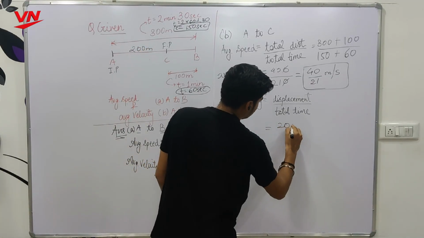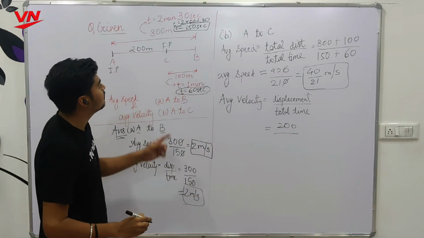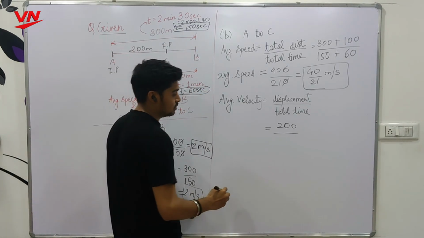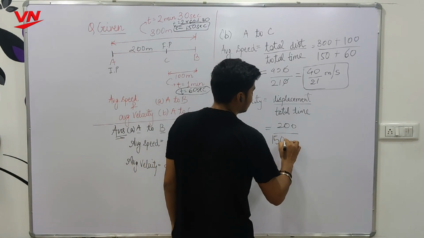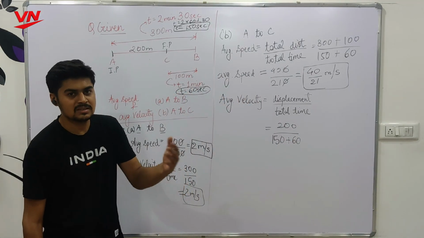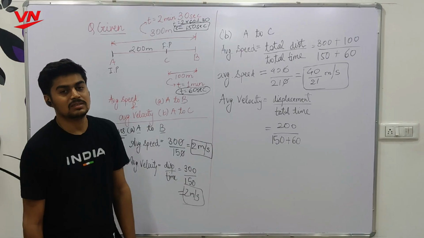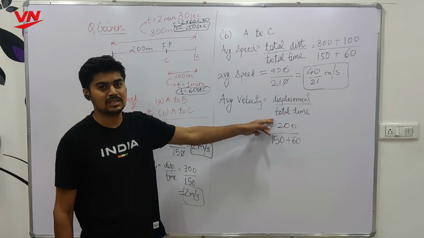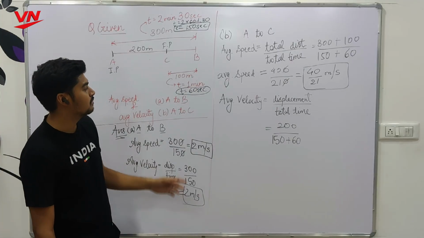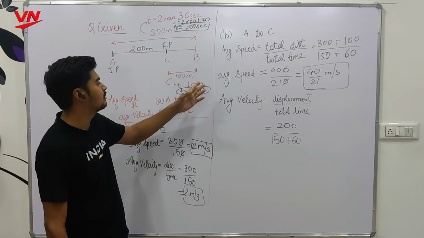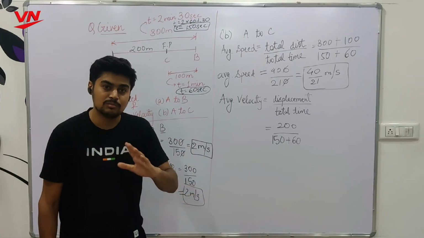Displacement is 200, and the total time will be, again in this case also, 150 plus 60. Whenever we talk about displacement, you will take the shortest distance. Whenever we talk about time, you will take the total time that the object has taken to reach that point. We won't take the difference of time. We won't do 150 minus 100. We will always take the sum.